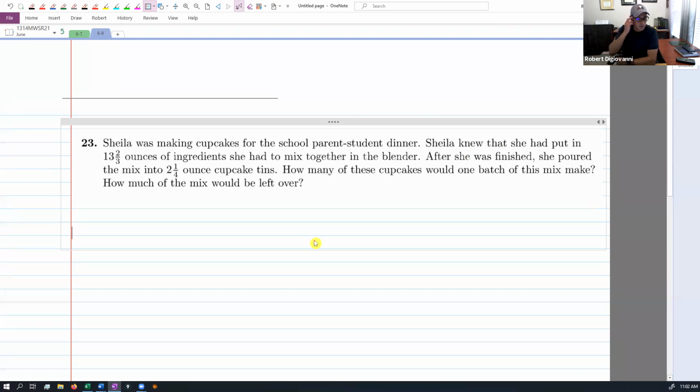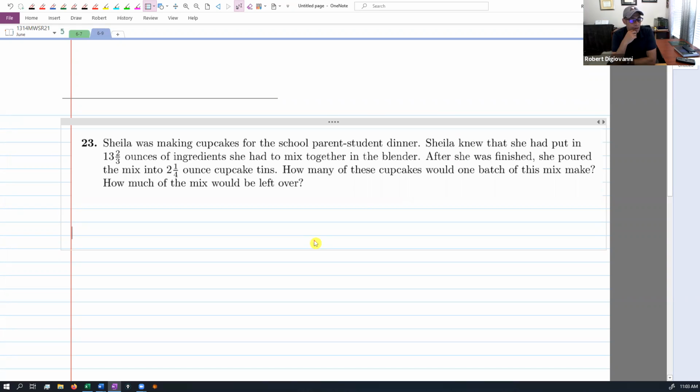Okay, so Sheila was making cupcakes for the school parent-teacher dinner. Sheila knew she had to put in 13 2/3 ounces of ingredients. She had mixed together in the blender. After she was finished, she poured the mix into 2 1/4 ounce cupcake tins. How many cupcakes would one batch of this mix make?